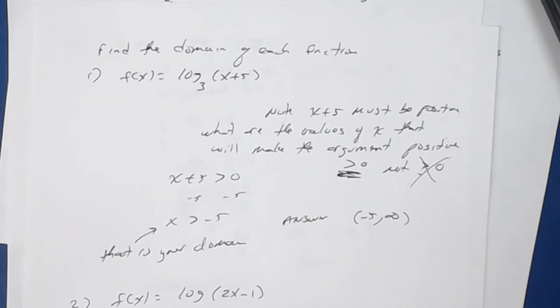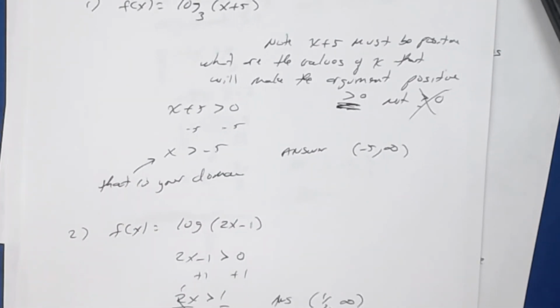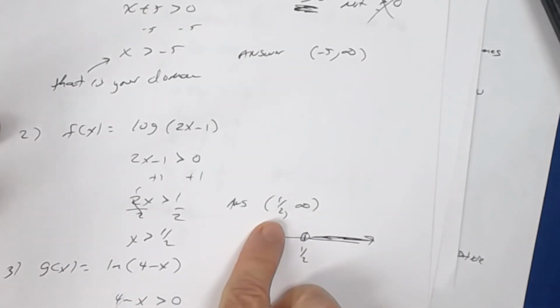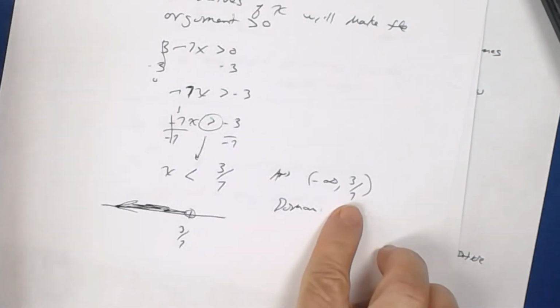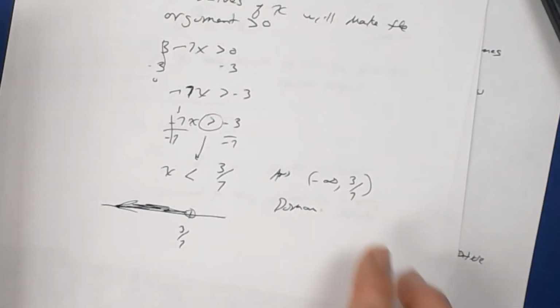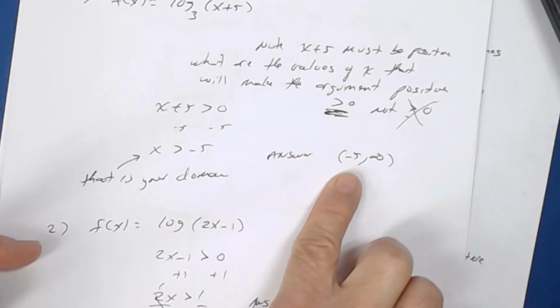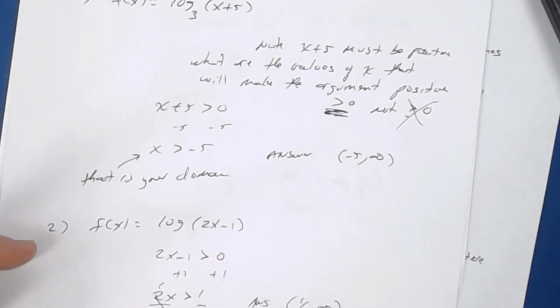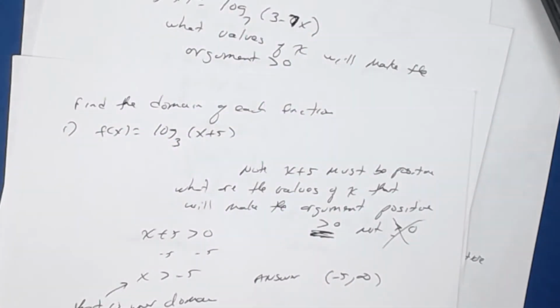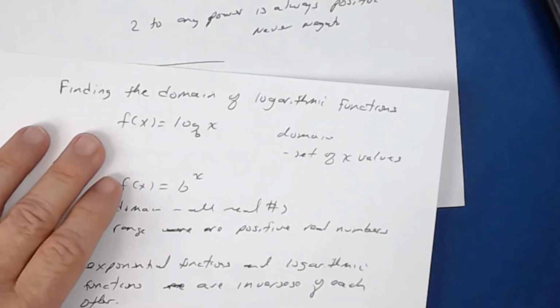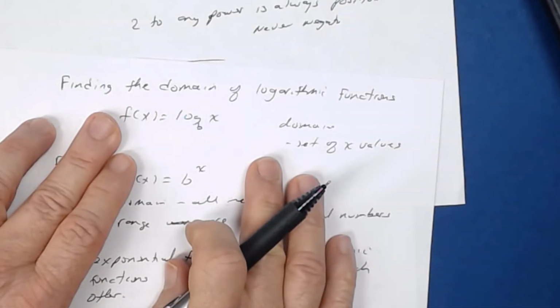Not that difficult, pretty easy to do. You are going to see what all this means, though. You see this number right here, that 1/2? That 1/2 means something in terms of your graph. See that 3/7? That means something in terms of your graph. You see that negative 5? That means something in terms of your graph. Okay? All right, so that's the end of this lesson dealing with finding the domain of log functions.